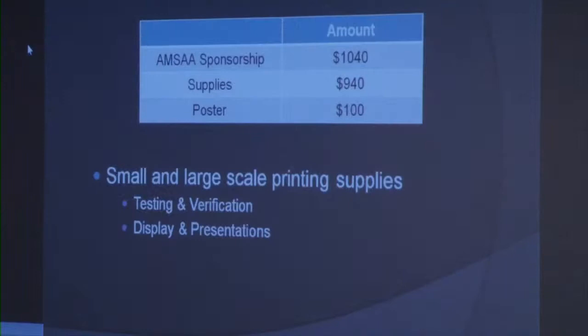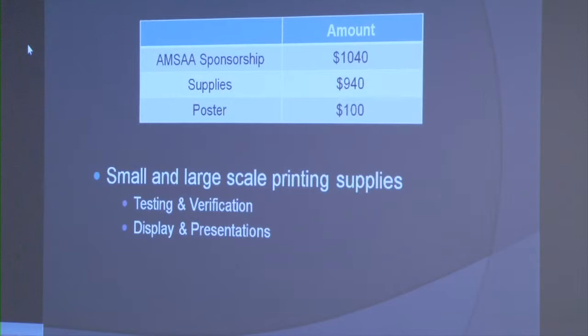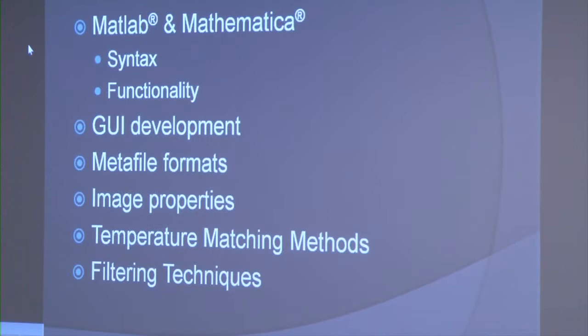This is our budget. We were given from our sponsor, AMSAA, $1,040. We spent $940 on testing and verification supplies and $100 on our postage. A little bit about our research.